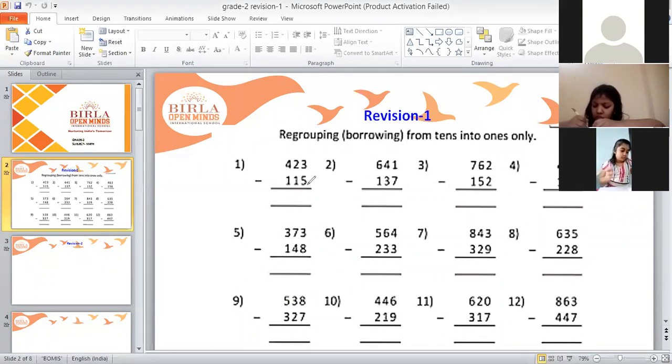So what will we do? We will take a borrow from the number in tens place. Right? So we will take borrow from here. We will cut this 2 because 2 is the number in tens place. This 2 will become 1. Whenever we are taking borrow, the number from which we take borrow will become 1 less. So 1 less than 2 is 1, or you can say we write the number which comes just before 2. So what comes just before 2? 1. So we'll write 1 here.